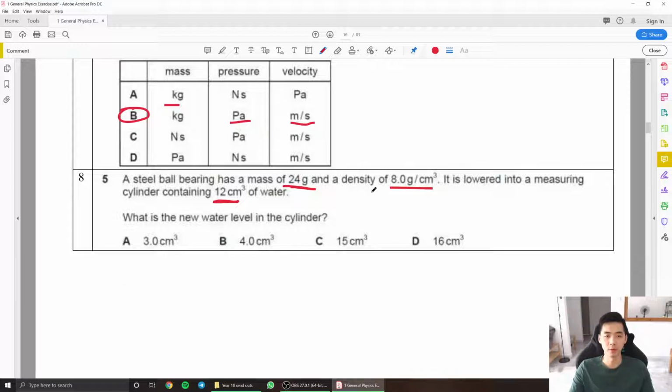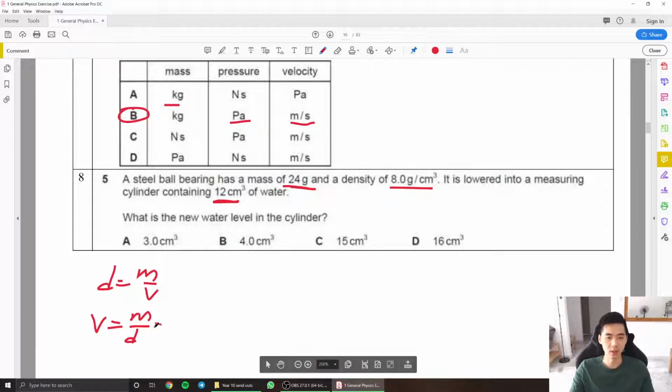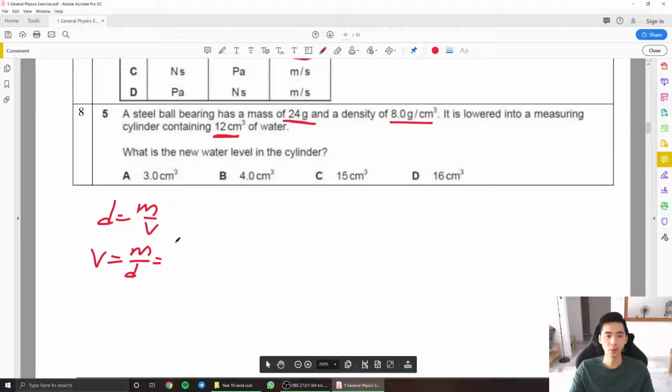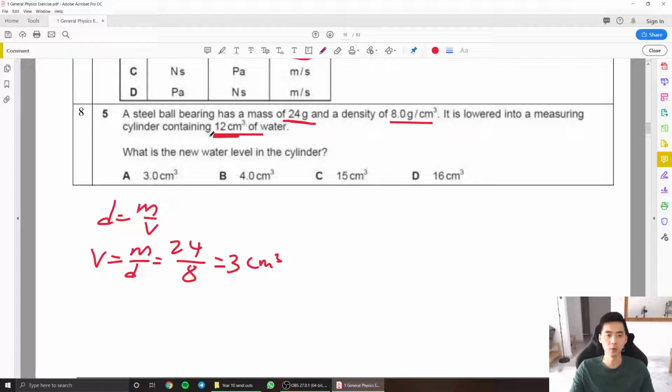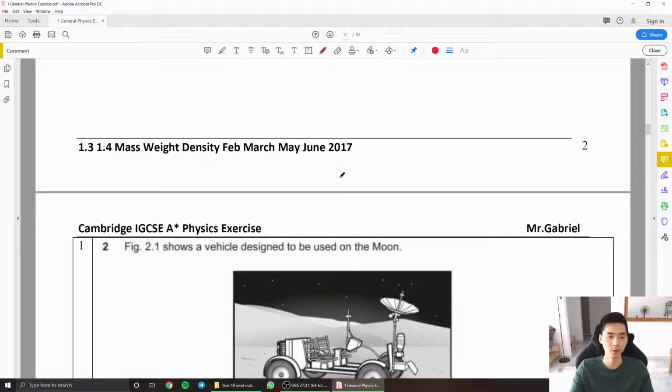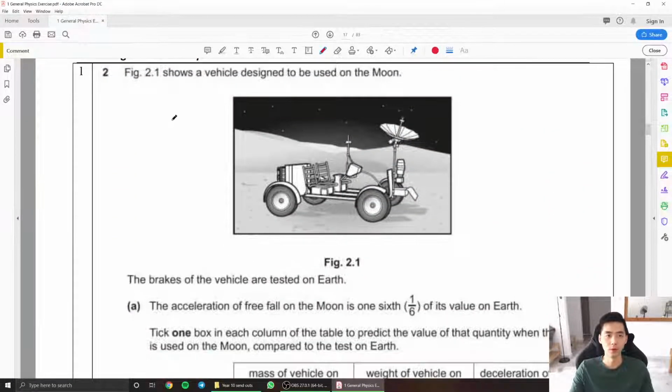First and foremost, we have to find the volume of the ball. Volume is mass over density. In this case, it would be 24 divided by 8, which gives us 3 cm cube. If the water started off at 12 cm cube, the new level will be 3 plus 12, which is essentially 15 cm cube. Moving on to the next part.